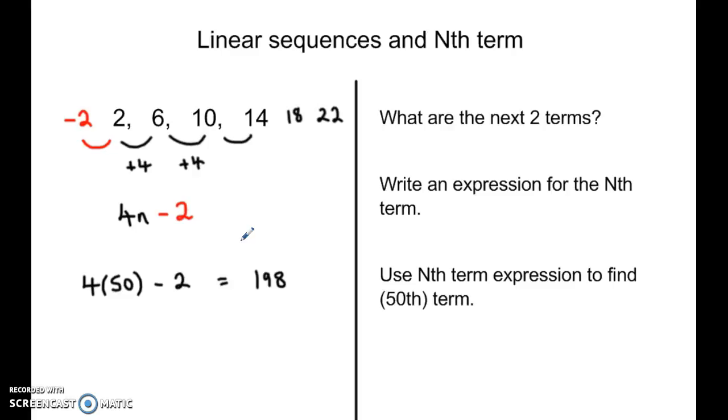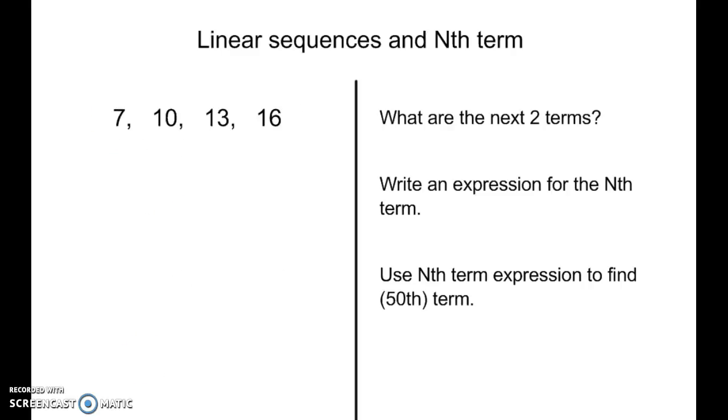So typically those would be the three parts of a GCSE question on this. If I now move on to another one, pause the video if you want to have a go at it. Otherwise, watch out for the solution. So, term to term, it's going up by 3. So, from that, we write 3n.